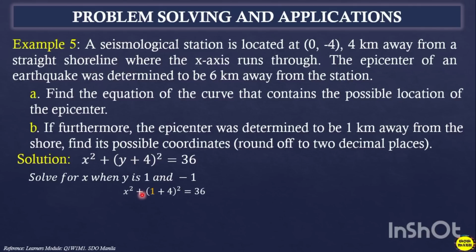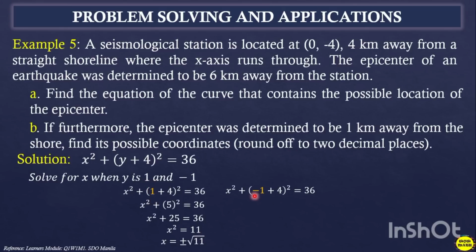x squared plus (1 plus 4) squared is equal to 36. 1 plus 4, that is 5. So, 5 squared is 25. So, x squared plus 25 is equal to 36. So, lipat natin si 25 sa right side natin. Pagsamahin natin yung constant term natin. So, 36 minus 25 is 11. x squared is equal to 11. Extract natin to, no? So, square root both sides of the equation. So, x is equal to positive and negative square root of 11, kapag yung y natin ay positive 1.